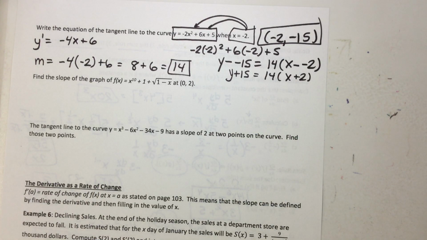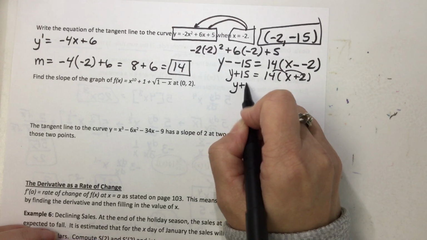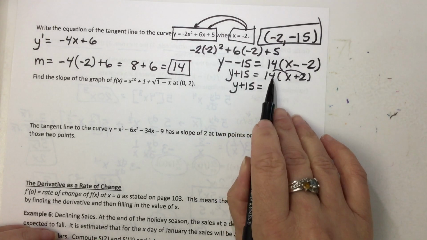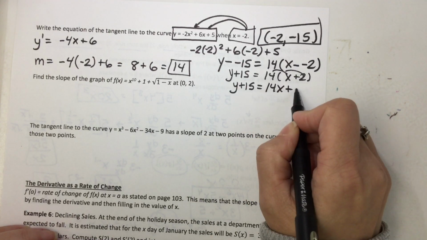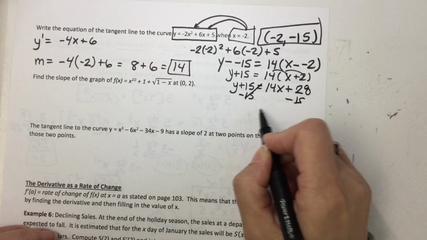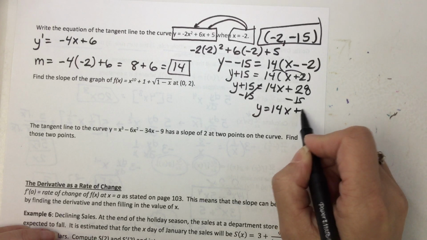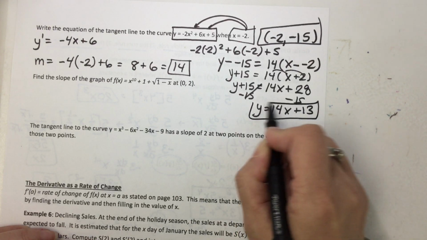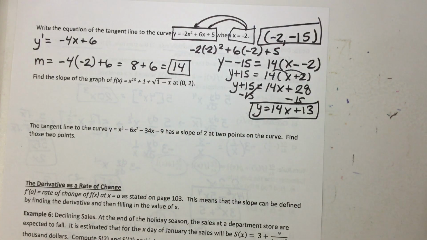Now what I need to do is get y all by itself. So step 1, distribute. Y plus 15 equals 14 times x is 14x, plus 14 times 2 is 28, minus 15. So y equals 14x, 28 minus 15 is 13. There's the equation of the tangent line to the graph negative 2x squared plus 6x plus 5 if your x value is a negative 2.